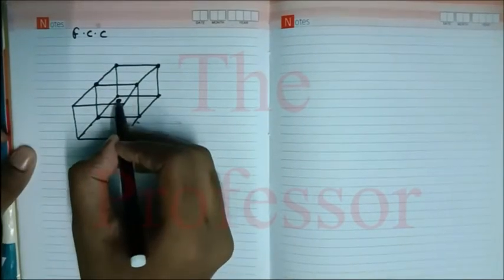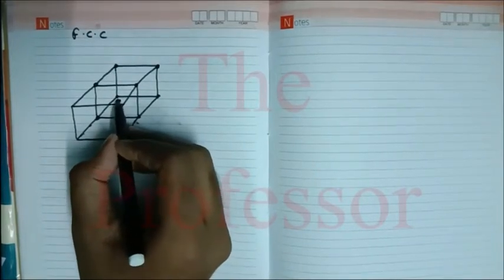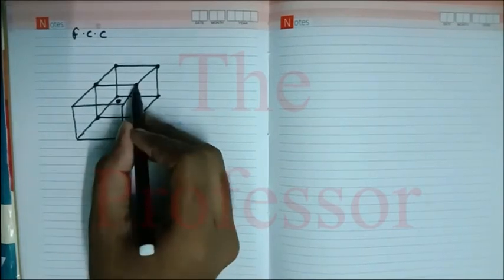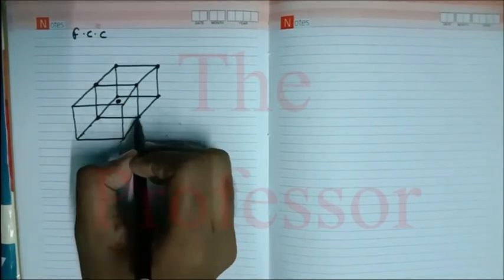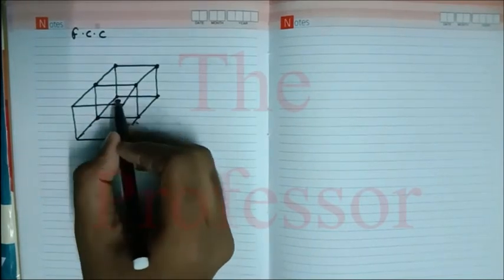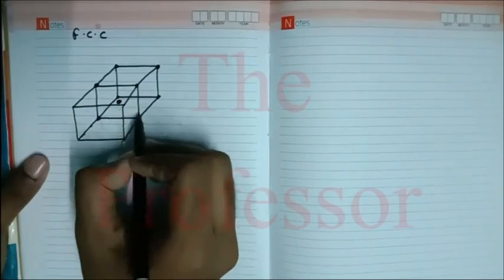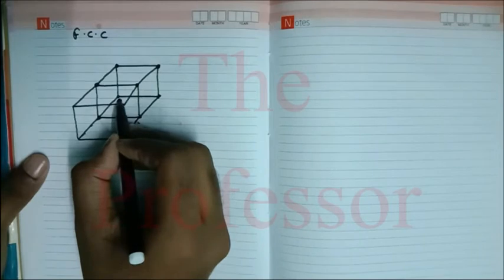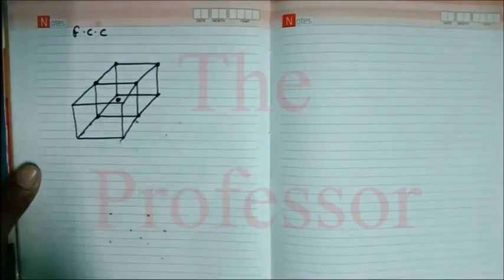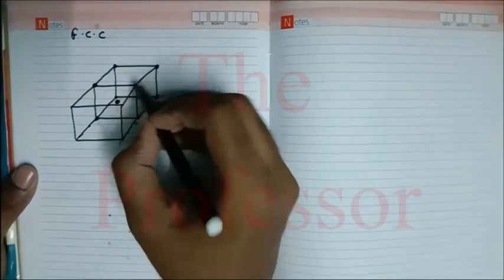So on this face, this atom which is at the center of the face is making contact with the 4 atoms which are present at the corners of this face. The corner atoms are not making contact with each other, but each of the corner atoms on this face is making contact with the atom which is present at the center of the face. So on this particular face, this face centered atom is making contact with 4 atoms, right?